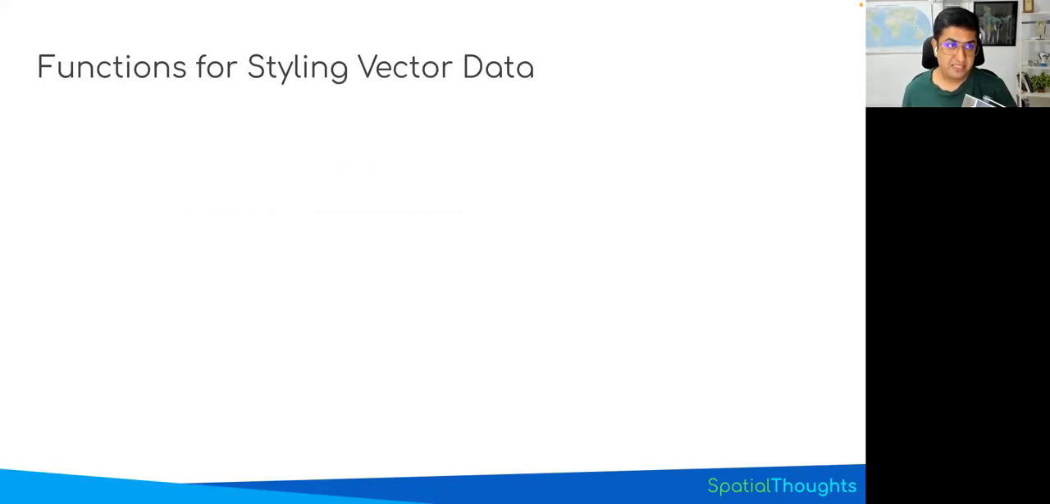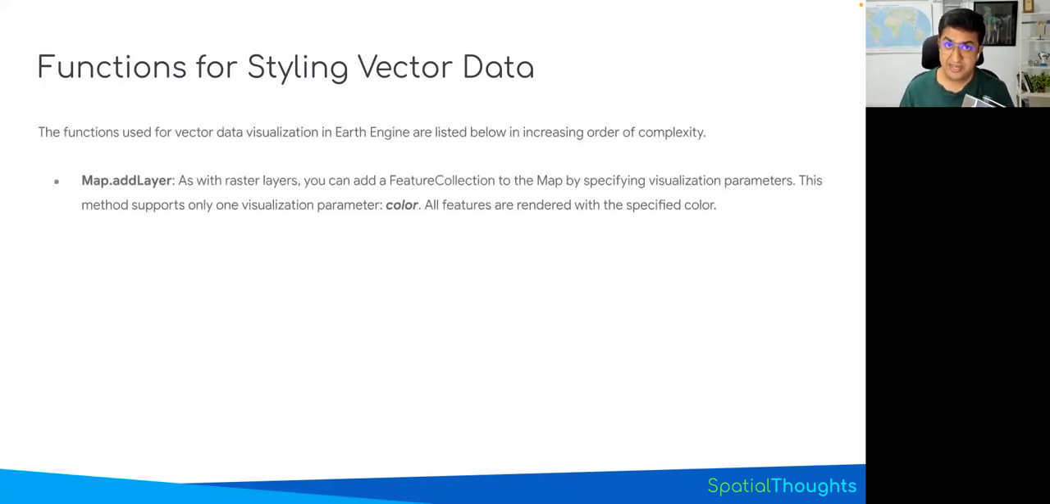We'll see different functions for styling vector data. For raster data, you just say map.addLayer, right? That's the function that you have used so far. That function works for vector data as well. So if you have a feature collection, you can just say map.addLayer and add it. But you can only specify one option for styling the data, and that is color. So whatever color you give, those points, lines, polygons will be rendered in that color. If it's a polygon, it'll have, I think, 50% transparency, and that's it. That's the only thing you can specify if you add the layer.